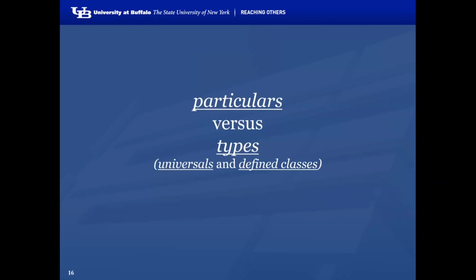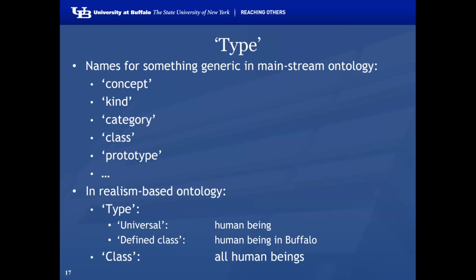So the second distinction is between particulars and types. I prefer to use the name type in certain circumstances to denote something which is generic. In mainstream ontology, you will use different kinds of terms. You use concepts or kinds and categories or classes or prototypes, and they all have their different flavors and their own definitions, and sometimes you can compare or correlate them, and sometimes you cannot.